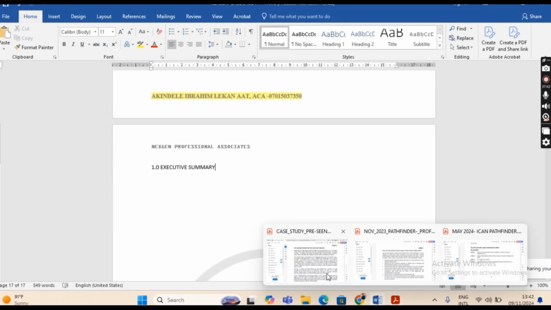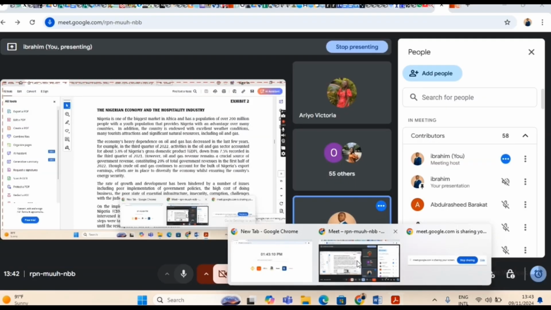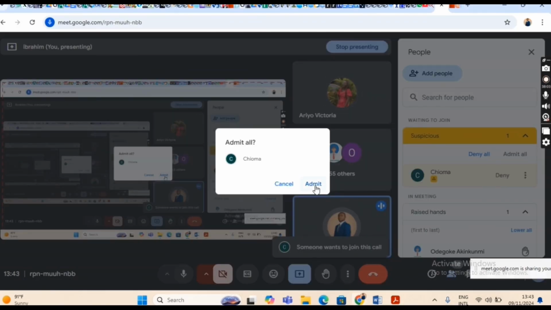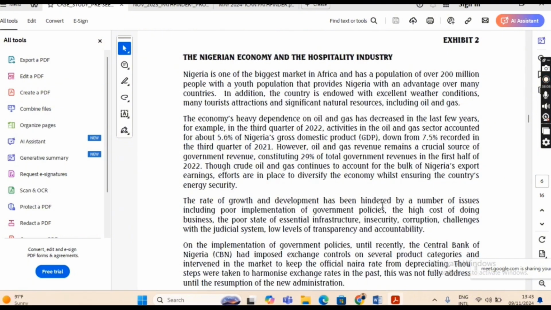Okay, now please go ahead. You can see that as a result of the poor implementation of government policy, the high cost of doing business, and the poor state of essential infrastructure, when there is no good infrastructure facility, in some areas they may not be able to build some hotels there because the roads to those particular places are not good, right?